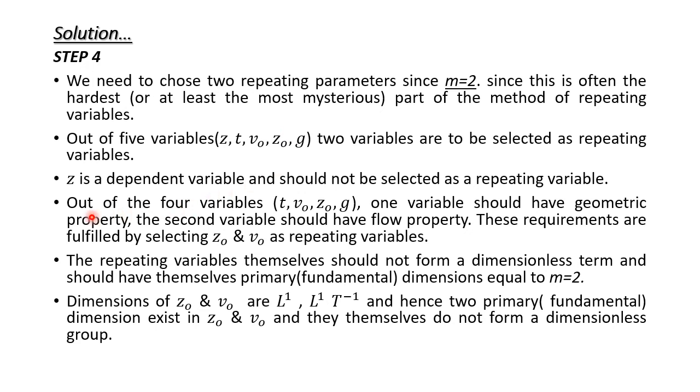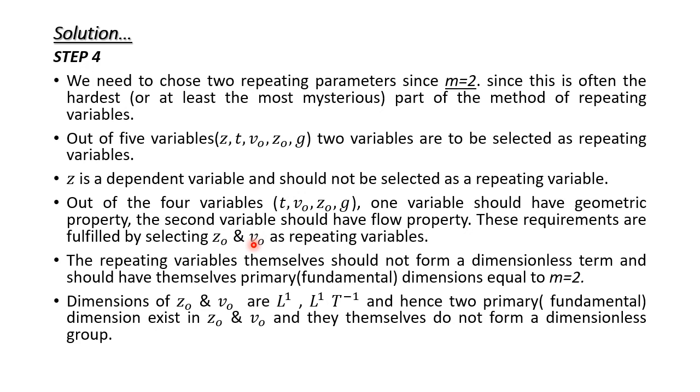Okay, so out of the 4 variables, one variable should have geometric property, the second variable should have flow property. Okay, so these requirements are fulfilled by selecting z naught. So z naught, which property is it? It comes under geometric property. And velocity, okay, it comes under flow property.